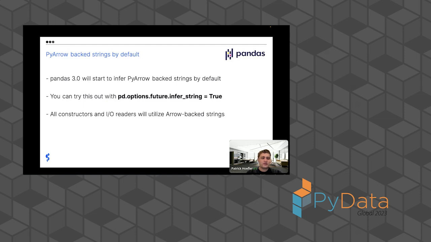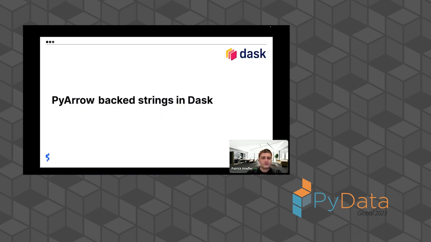This also means that we don't have to convert to object if you read Parquet files, for example, that are already backed by the Arrow memory model, which is roughly 75 to 80% of the runtime if you read in a Parquet file with string columns at the moment. The conversion, not the actual reading.